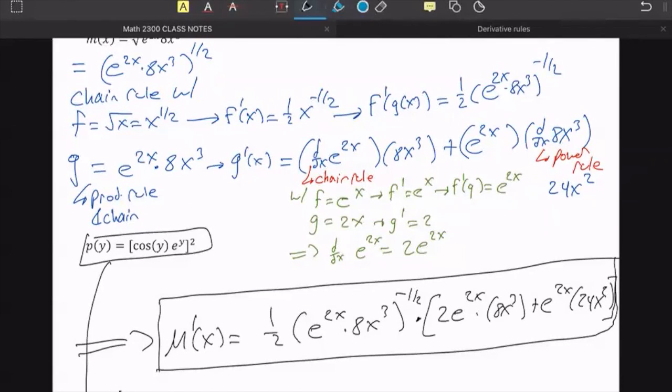Let me just try to figure out how this works. So this piece here is the F prime of G of X. And this piece here is the G prime. And this one was particularly nasty because the G prime was a product rule.